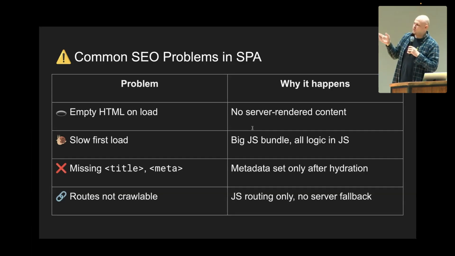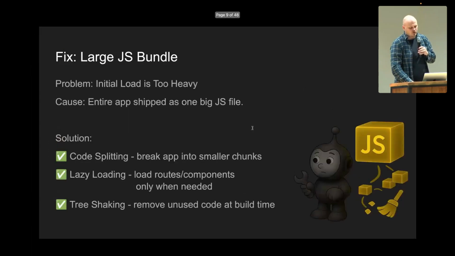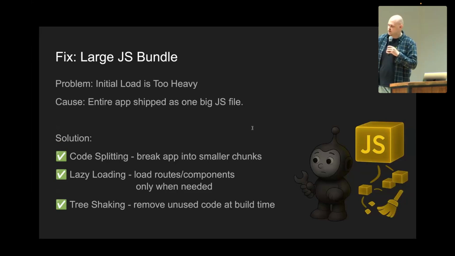The second one is a slow first load, because it's a pretty big bundle, about 20, 30, 50 megabytes, depending on the situation. Of course, there's a missing title and meta tag, because for each page it could be different, so it requires JS to build the title and meta. And of course, routers. Routers are not eligible for our crawlers right now.